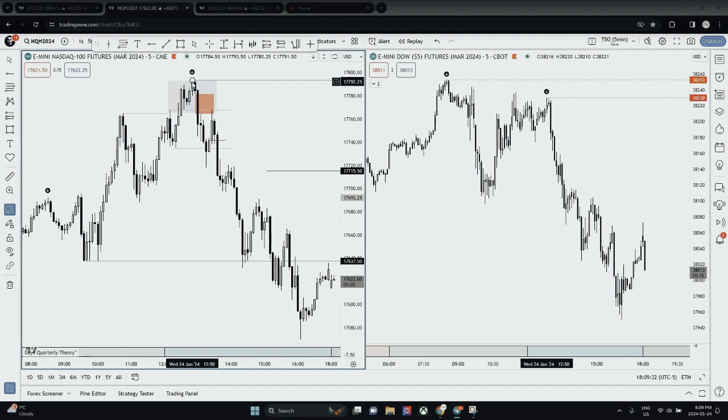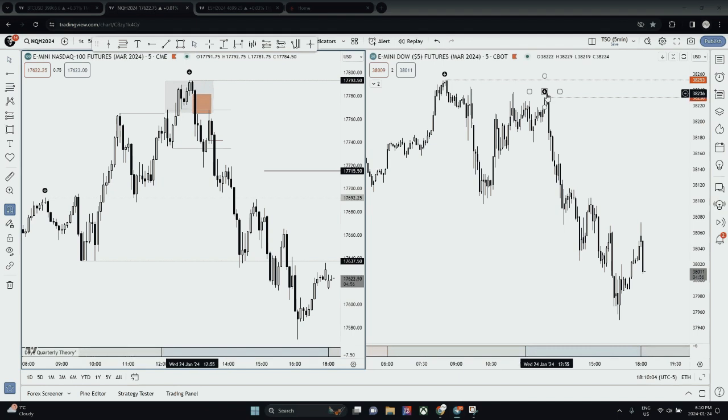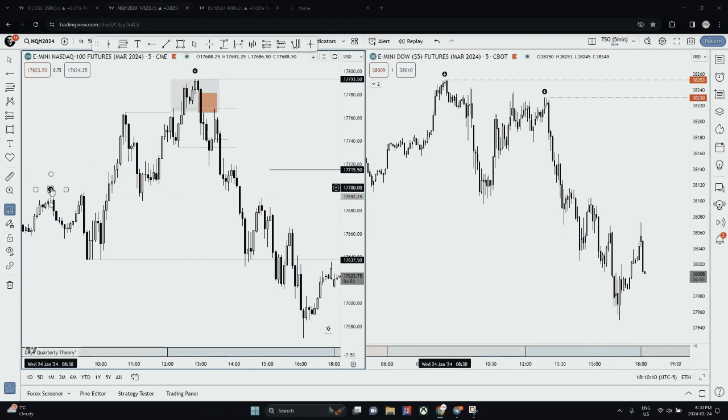A macro shift occurs after there is this specific sequential SMT. A macro shift is just a simple break of structure, but what makes it a macro shift is the fact that it happens after this. So SMT must happen during specific times. If there's a higher high in Q3, the lower high should be in Q4. And for the other asset class, if the lower high is in Q3, the higher high should be in Q4.